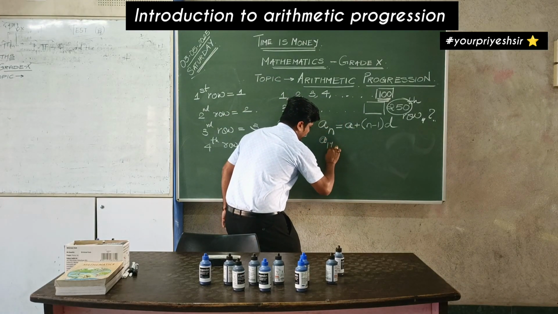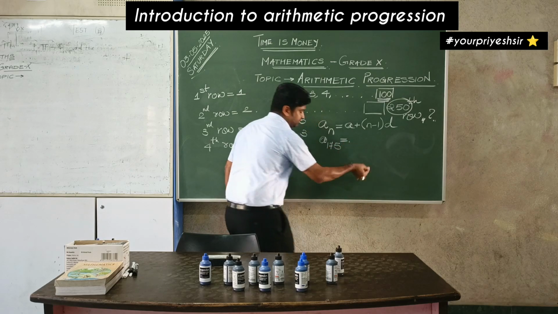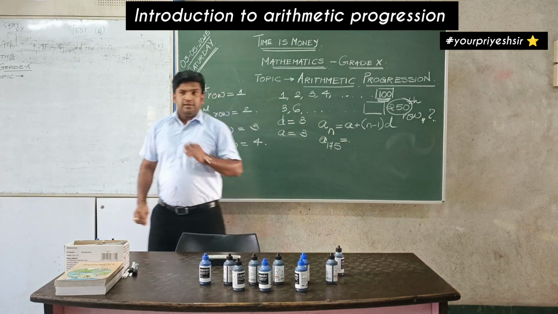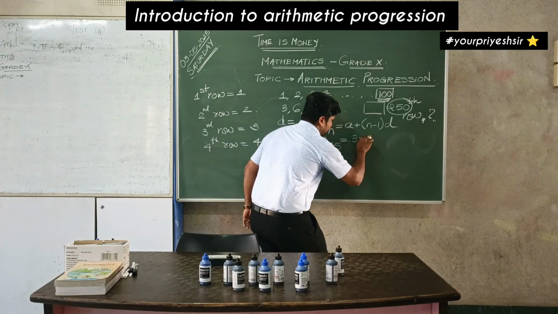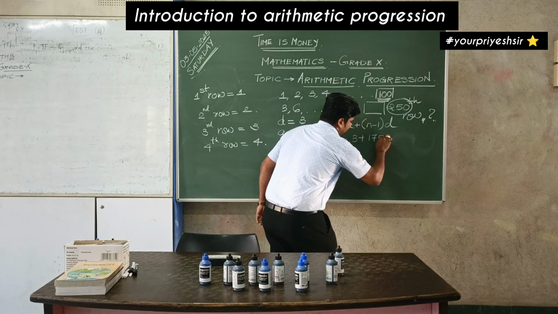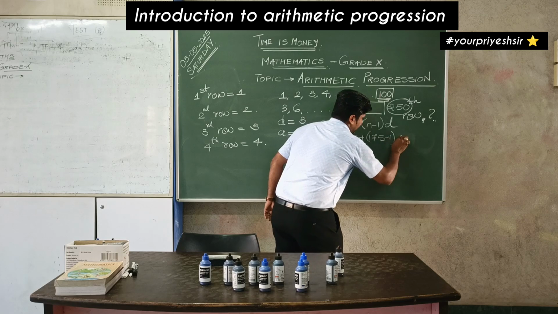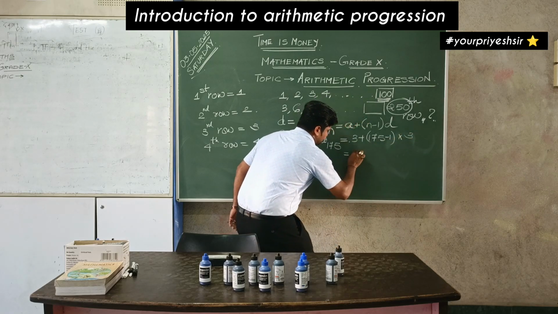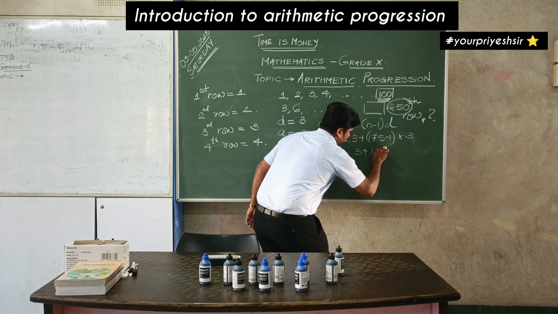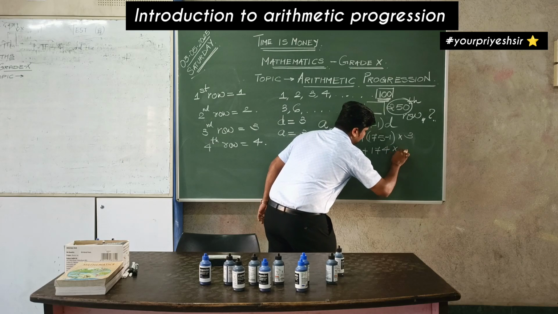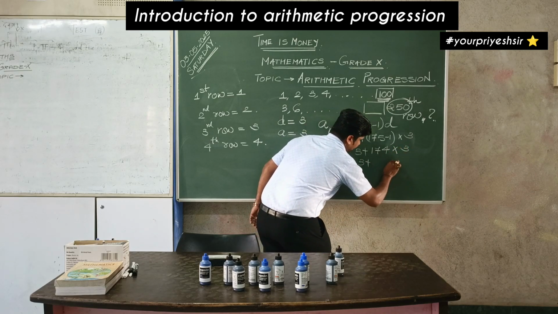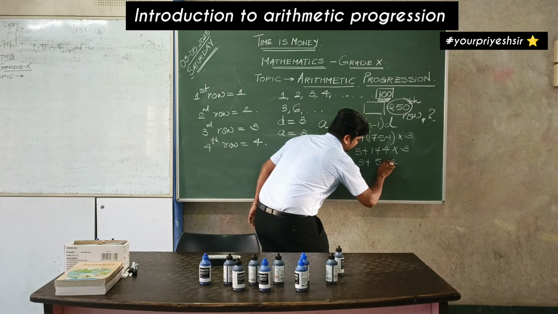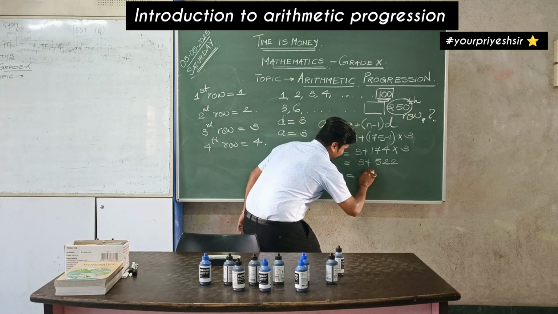So A175. Let us find out what is A for us. 3. We have 175 minus 1 into common difference, which is 3. So we have 3 plus this would be 174 into 3. So 3 plus how much will I get here? How much did you get? 525.